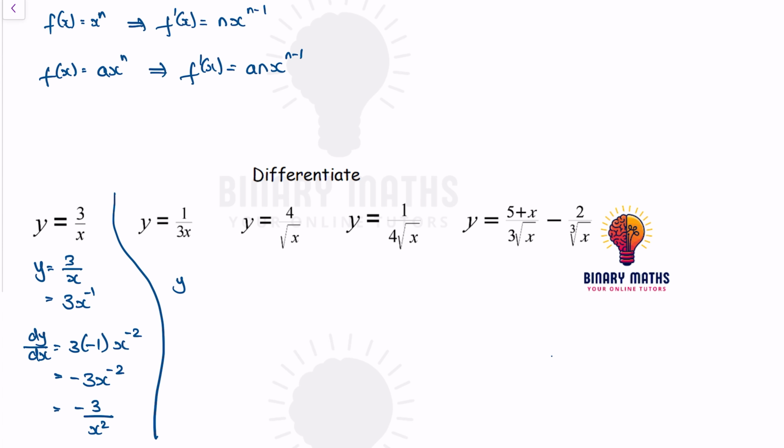The second one is y is equal to 1 over 3x, where 3x is in the denominator. That's the same thing as y is equal to 1 over 3 times 1 over x, which can be rewritten as a third x to the power of minus 1, because 1 over x is the same thing as x to the power of minus 1. That means dy dx will be equal to a third times minus 1 x to the power of minus 2, because we decrease the power by 1, which is the same thing as minus a third x to the minus 2. If you want to write it all in fractional form, it's the same thing as minus 1 over 3x squared.